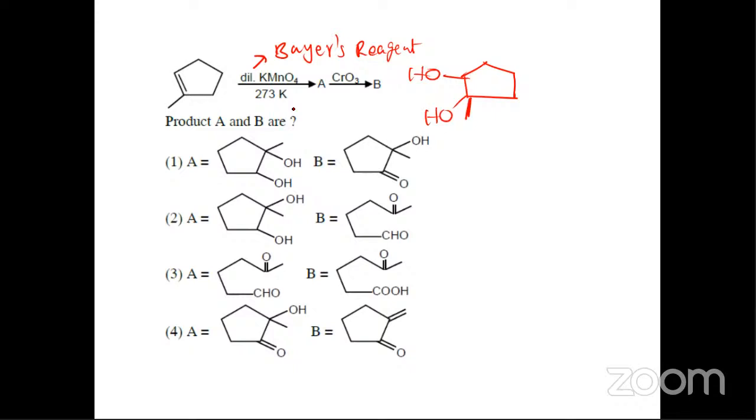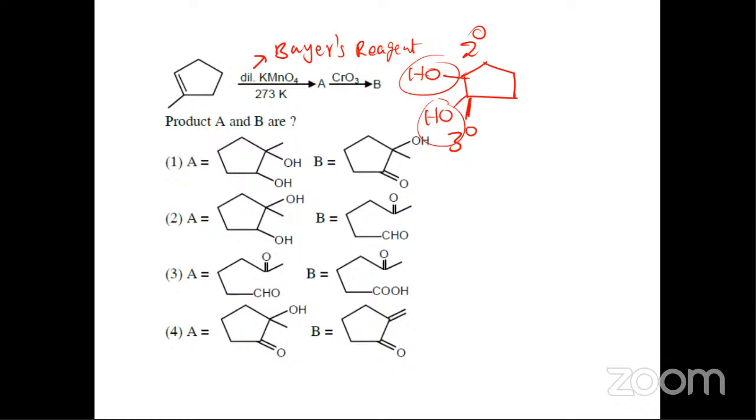So this is A, and for B, one of them will get oxidized. This is tertiary and this is secondary. Secondary will get oxidized easily and convert into ketone. Tertiary has no effect. Tertiary is not affected by CrO3.